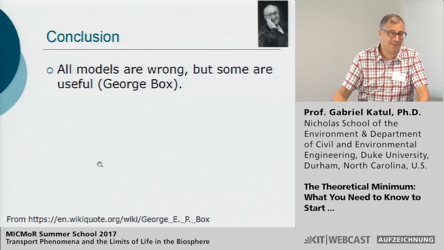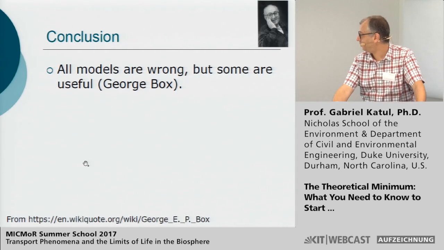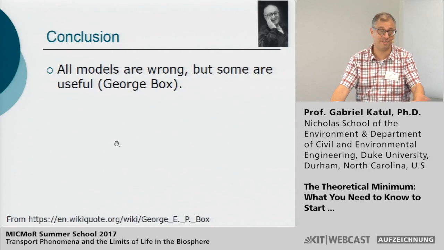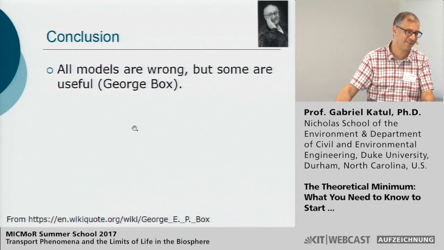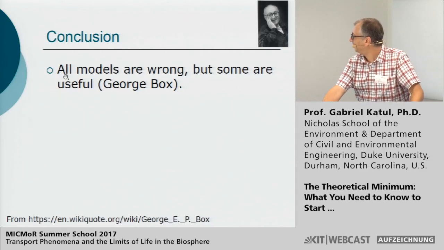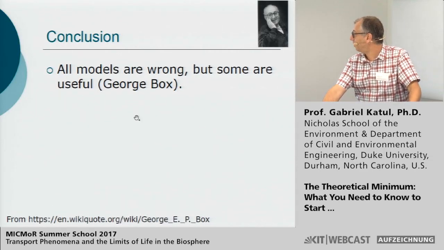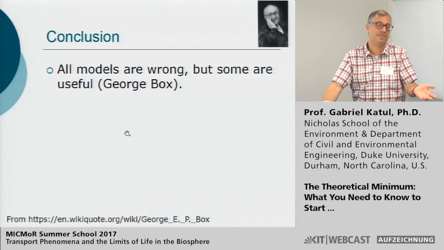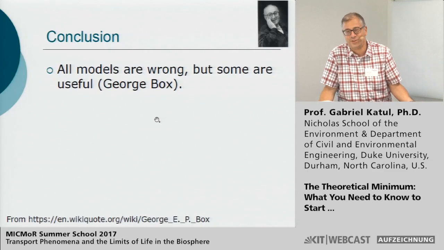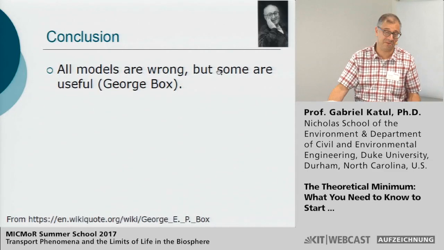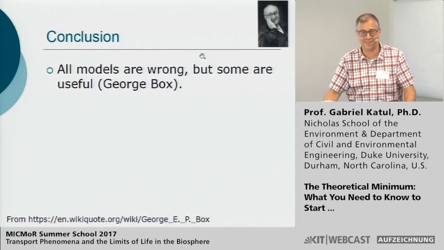To conclude on a philosophical note, we use the statistician George Box, very famous statistician. He also spent some time at NC State, if you are curious. What George Box says is that all models are wrong, because of course all models are simplifications of real systems, so they are wrong by definition. But he says, some are actually useful. So that's a good thing to remember.